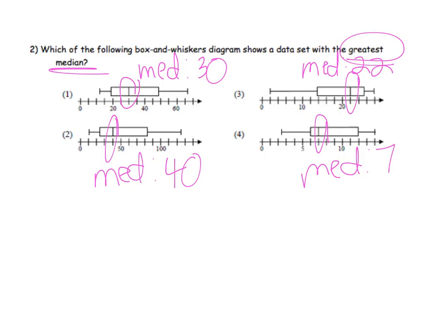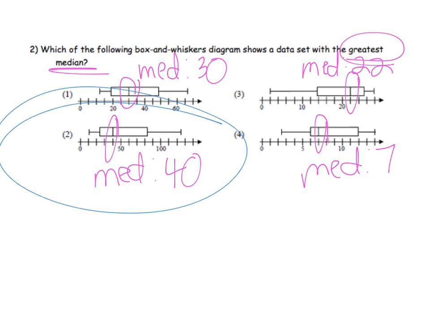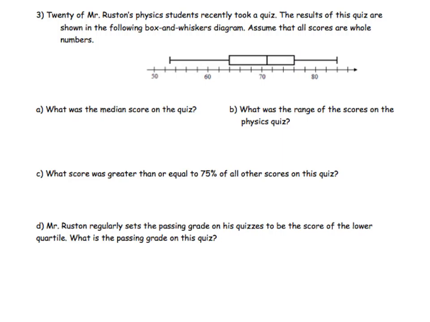Now, think about what answer you picked. The correct answer is choice 2 with the median of 40. Question 3. 20 of Mr. Reston's physics students recently took a quiz. The results of the quiz are shown in the following box and whiskers diagram. Assume that all scores are whole numbers. Question A. What was the median score on the quiz?